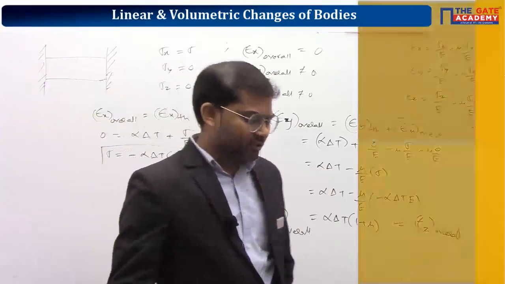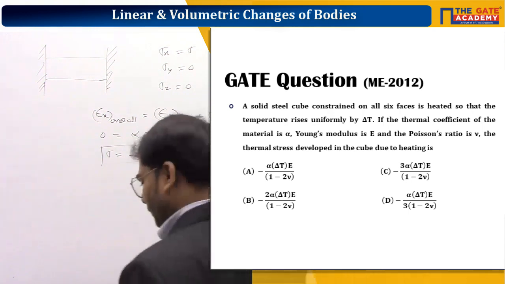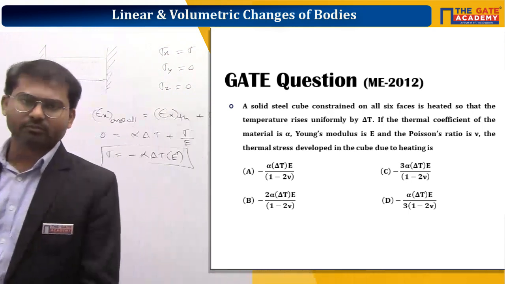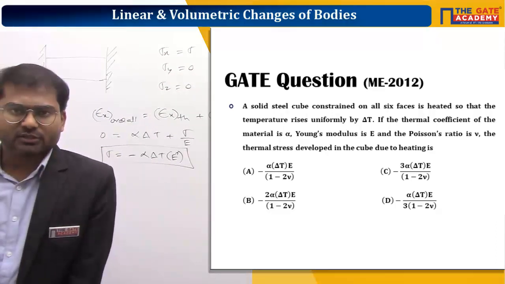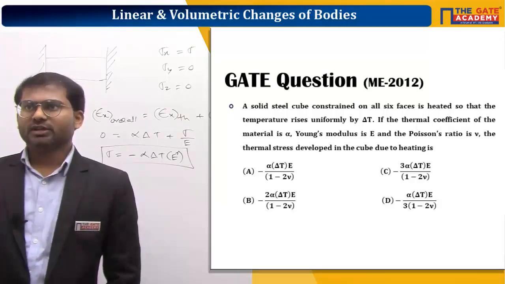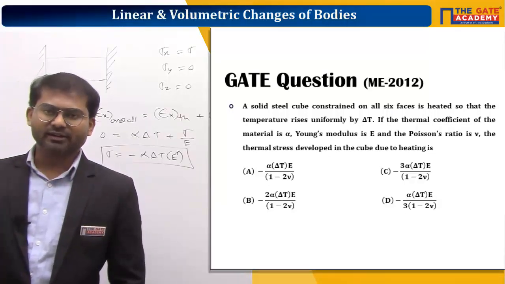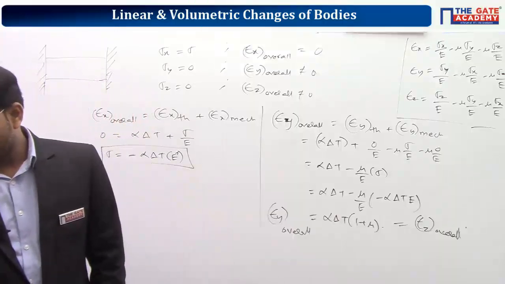By looking into this question on the next slide, you can give me the answer very easily. For this question, there is nothing extra to study because it's a very direct question. They have taken the second case where the body is restricted in all three directions. So what is the value of stress? The derivation has already given us the answer as A: minus alpha delta T into Young's modulus by 1 minus 2 mu. Okay, let's go to the next question.